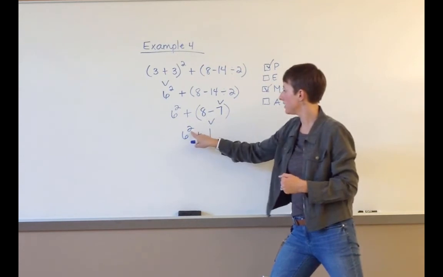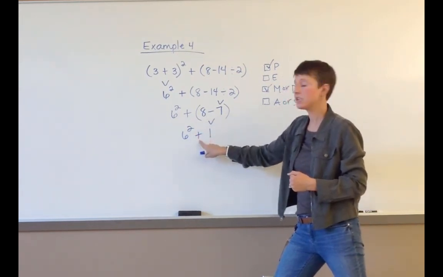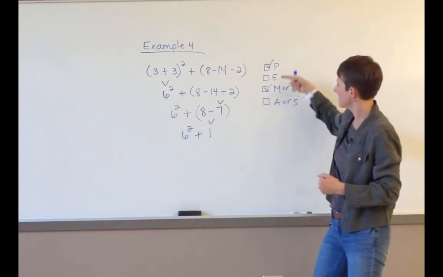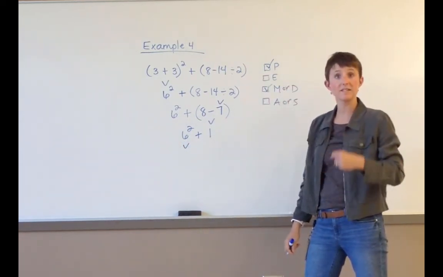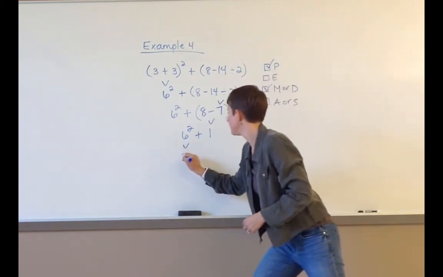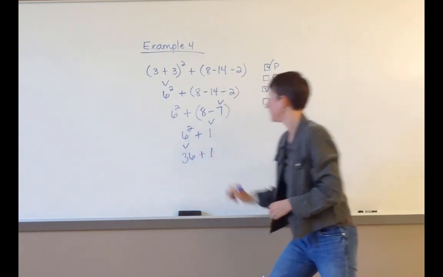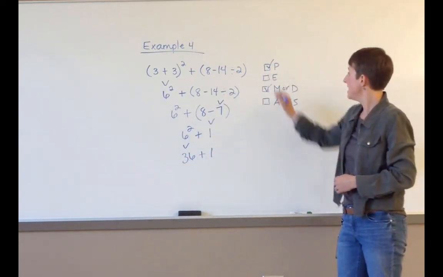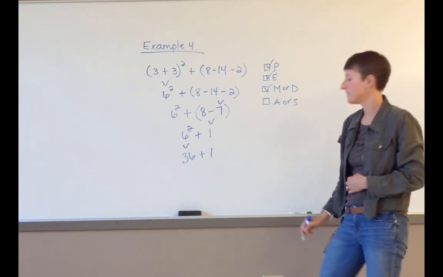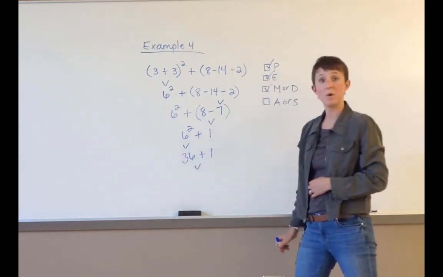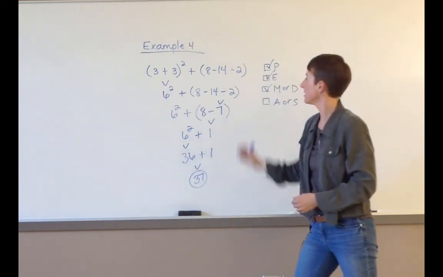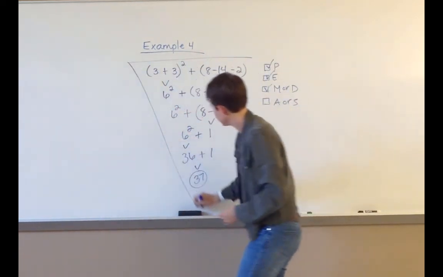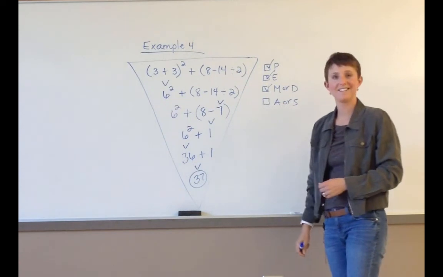I'm left with 2 operators. Exponents and addition. Which one comes first? Exponents. 6 to the second power is 6 times 6. That would be 36. Filling in what I haven't done. Can check off exponents. Left with 36 plus 1, which is 37. Circling my answer. Look at that nice slice of pizza.